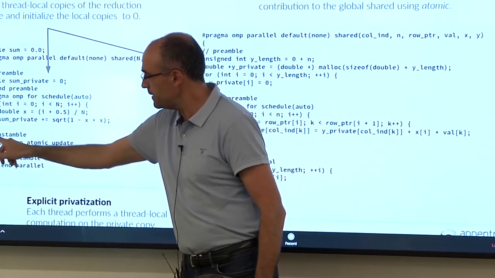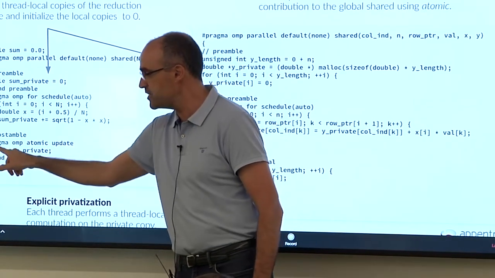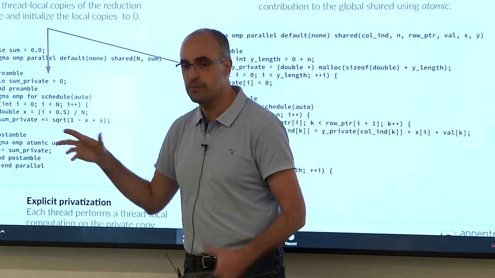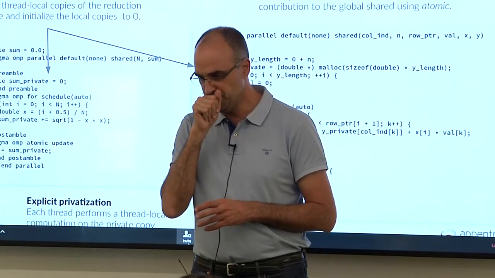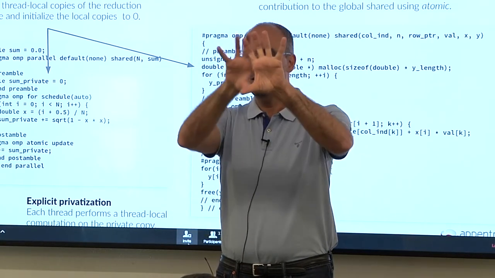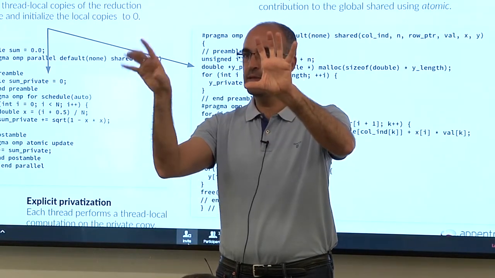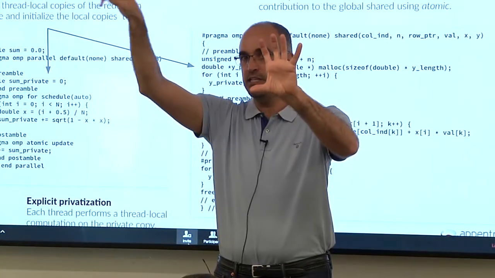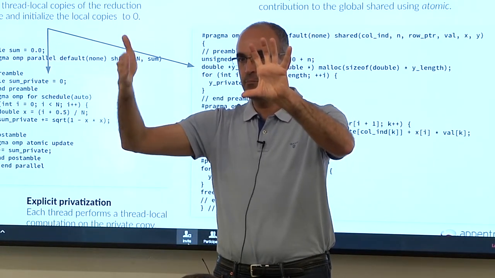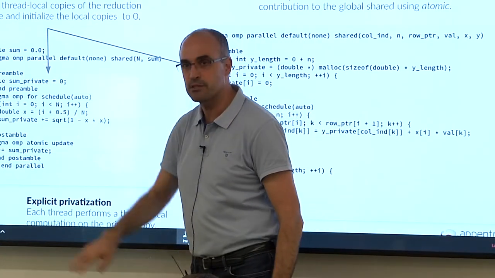Once they finish, each thread, using atomic protection, updates the final shared variable with its private result in a postamble. So for the original loop, explicit privatization creates 3 stages in the parallel implementation: the same loop, replacing the original uses of the reduction variable with private copies; a preamble to declare the private copy and initialize it; and a postamble to compute the final result using the thread local partial results computed by each thread. This is what you see here: preamble, main body, and the postamble. Okay?